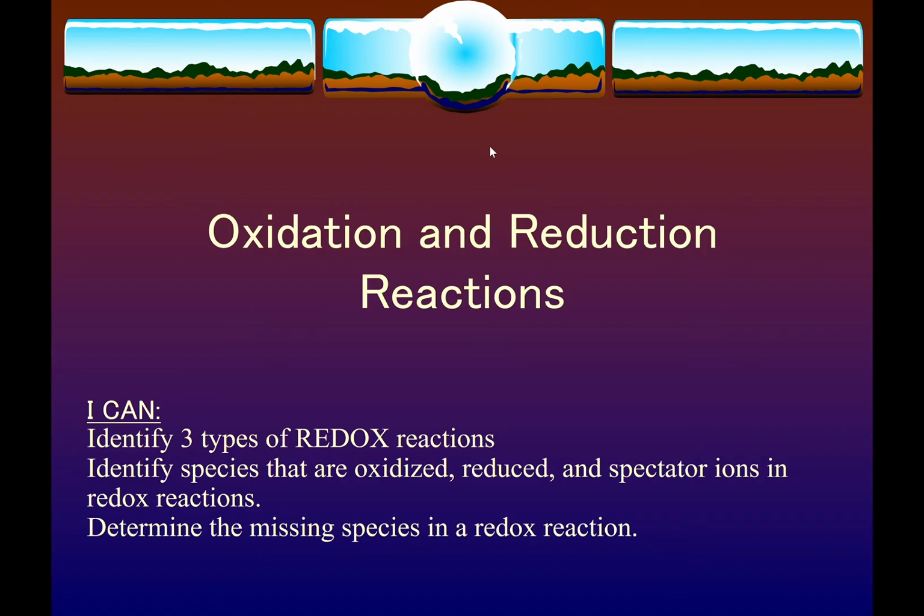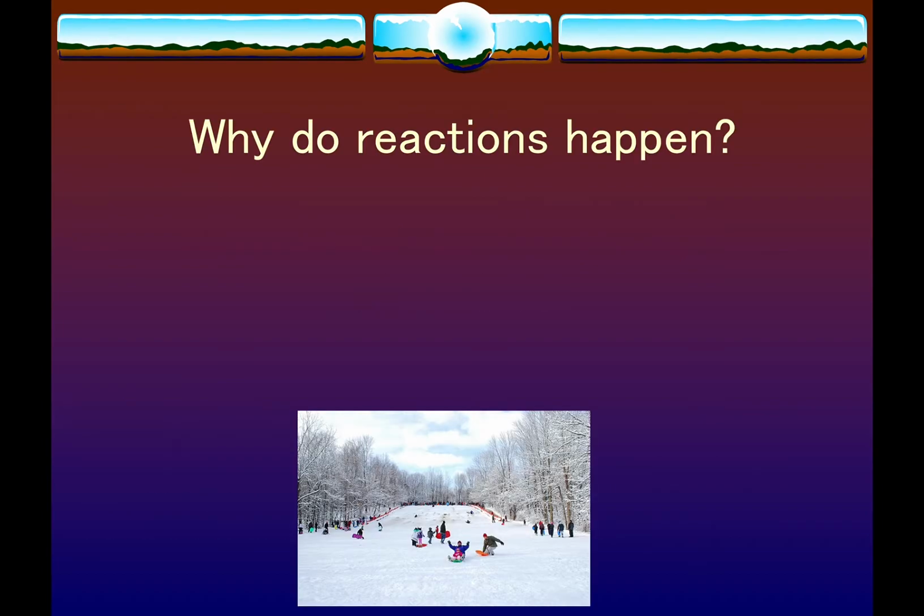Hey everyone, welcome to our next lesson on oxidation and reduction reactions. These are pretty neat reactions. We're going to take a look at three different types specifically, and then learn what it means to be oxidized, reduced, and exactly what a spectator ion is. And then we'll take a look at how we can determine what a missing species might be in a redox reaction by using our law of conservation of matter.